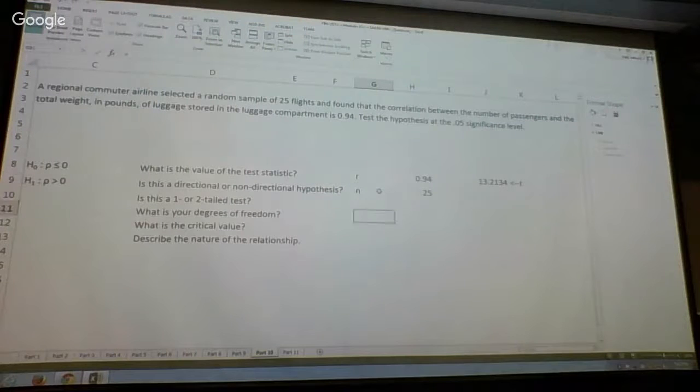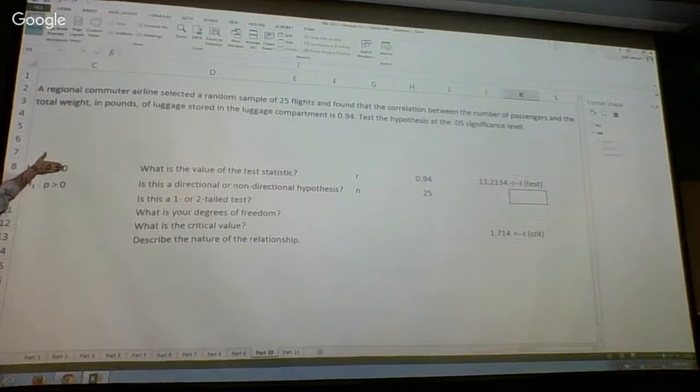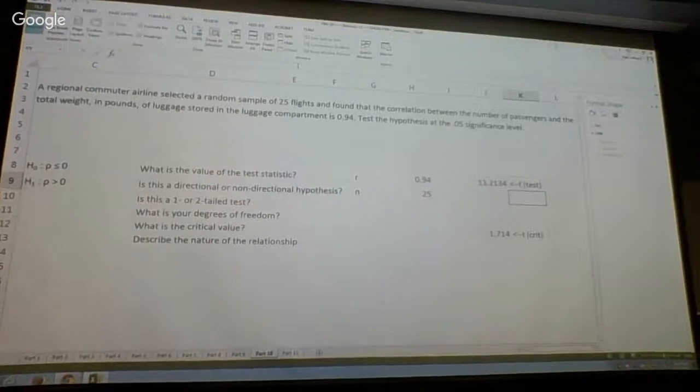What do we have here, though? My critical value is, what did we say, 1.714. This value is also a T, but it's the critical value. This is my test T. My test statistic is greater than my critical value, so I reject the null. I accept the research hypothesis.